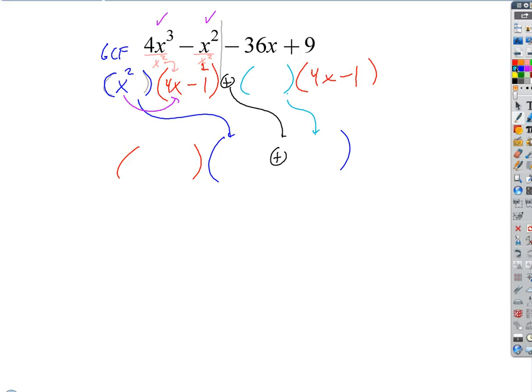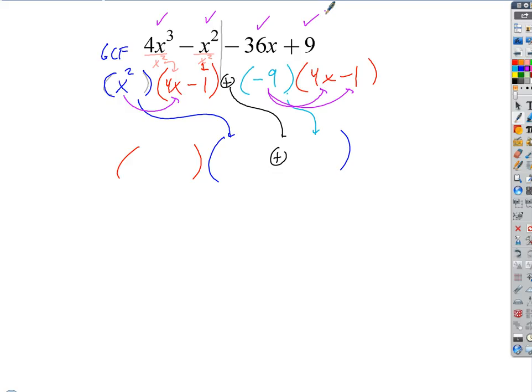So then you're just going to ask yourself, what times 4x is negative 36x? Negative 9. There you go. So a negative 9. Right now, let's check and see if that works. Negative 9 times 4x is negative 36x. Check. Negative 9 times negative 1 is positive 9. Check. So we know so far we've done it correctly, right? Now we just follow the pattern, right? I've got group 1, group 2. What's going to be the common factor that I factor out front?